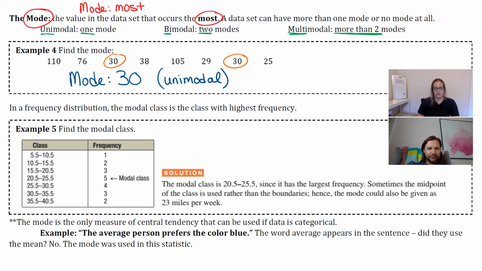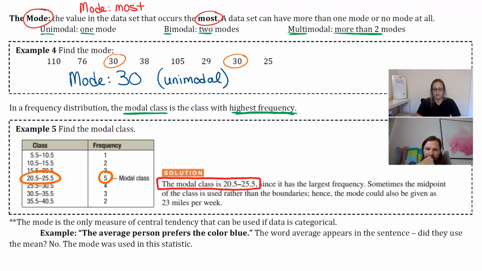In a frequency distribution, we can also find the modal class, and that's just going to be the class with the highest frequency. If you're given a table like this and you're asked to find the modal class, all you have to do is find the largest frequency. For this example, it would be 5. Then look over at what the corresponding class is, and that will be your modal class. So we would say the modal class is 20.5 to 25.5. And that's really it. There's no actual math to do there.